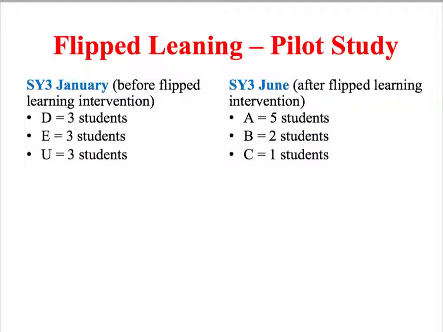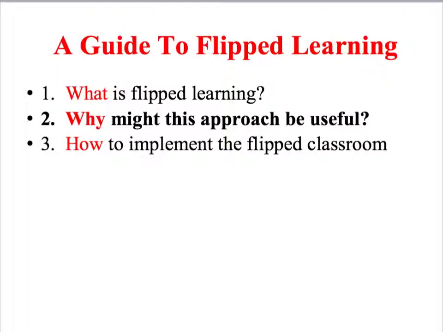These 9 students who took part in this pilot study, these were the grades that they originally got, and then after the flipped learning intervention, these were the grades that they got in the summer. We can see that 5 students got an A, 2 students got a B, and 1 student got a C. Compared to their January results, on average, students improved their grade by the equivalent of 3.5 grades after the flipped learning experiment.